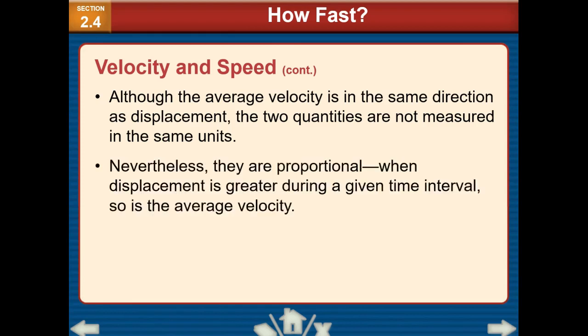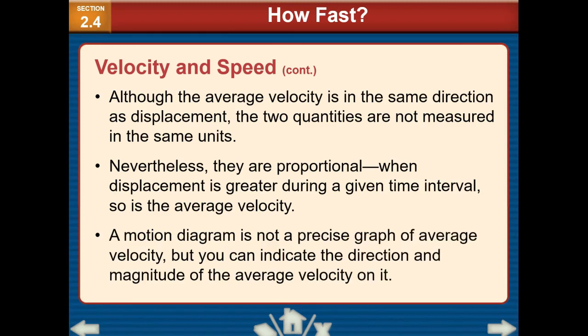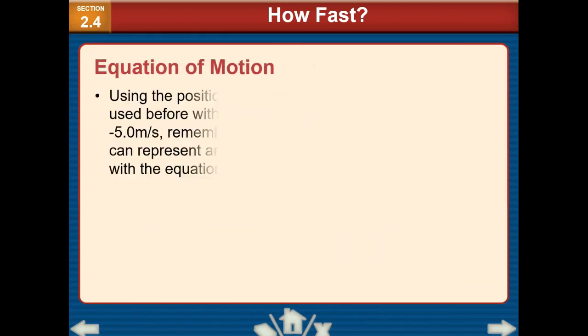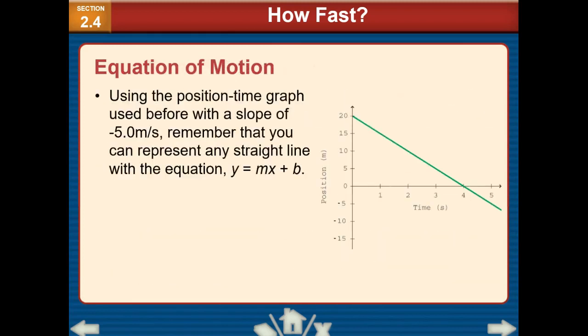So although average velocity is in the same direction as displacement, the two quantities are not measured in the same units, because displacement's units are meters, while velocity is meters per second. So you can use the motion diagram to get data, but it's not as precise, and sometimes it's not as clear as a graph. All right, so we have this graph here.